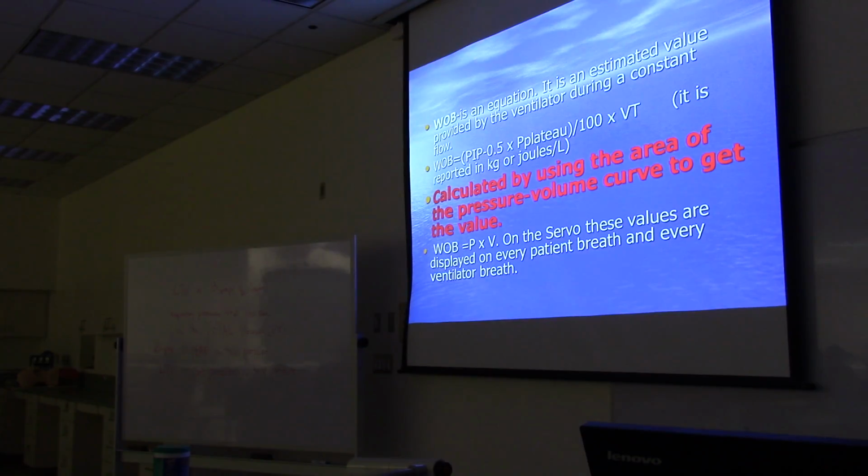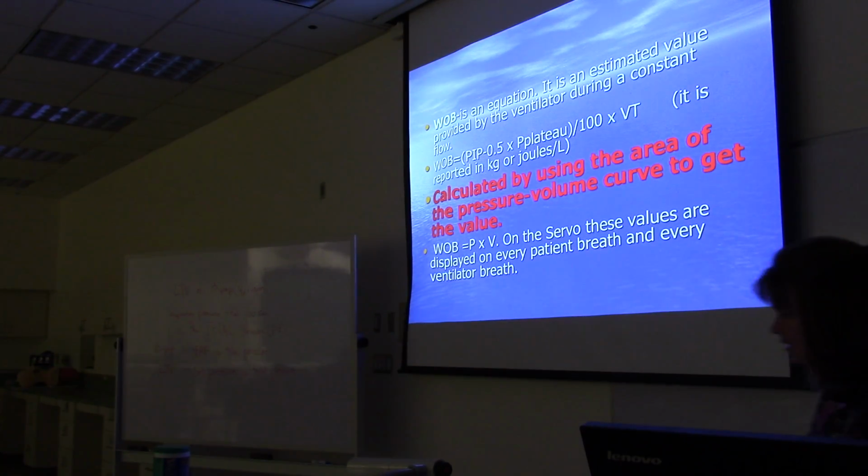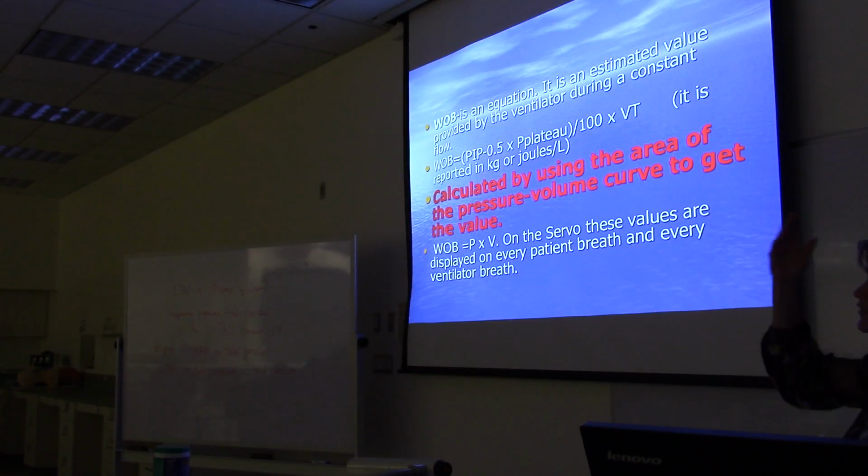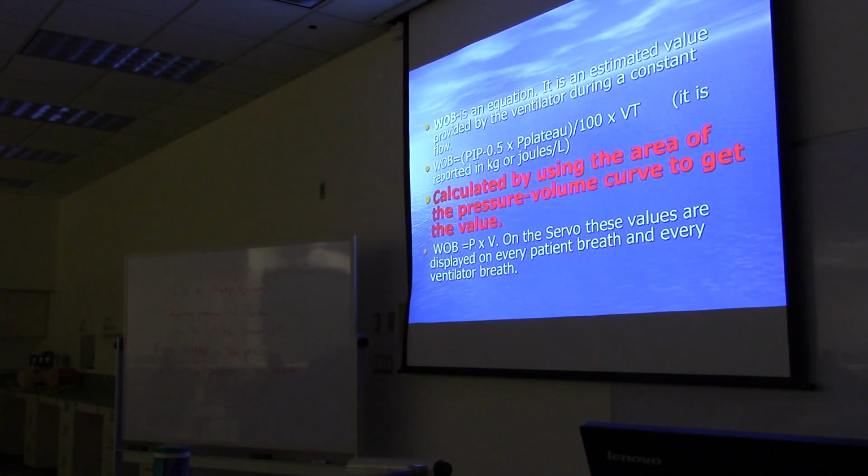Work of breathing is another number that shows up when you go to, on the Servo i, if you keep hitting more pages or next pages, it'll show you all these values. One thing it shows you is work of breathing. So the ventilator is estimating work of breathing depending on airway resistance and lung and plateau pressures. You don't have to calculate it. It looks at the area in the pressure volume curve and decides what the work of breathing is. So work of breathing is pressure times volume. No, you don't have to calculate it.